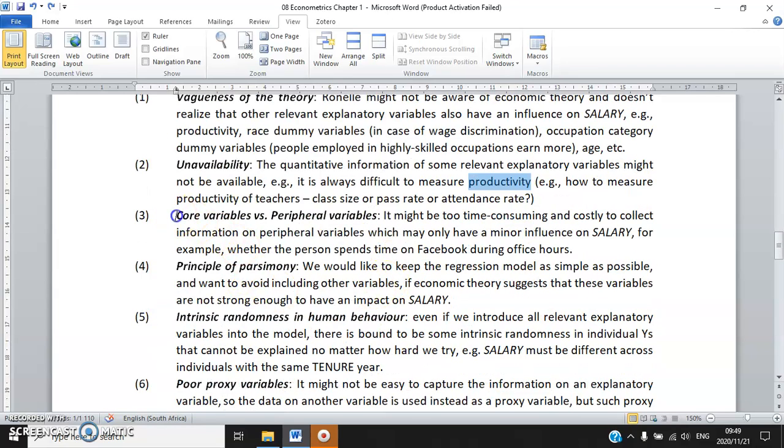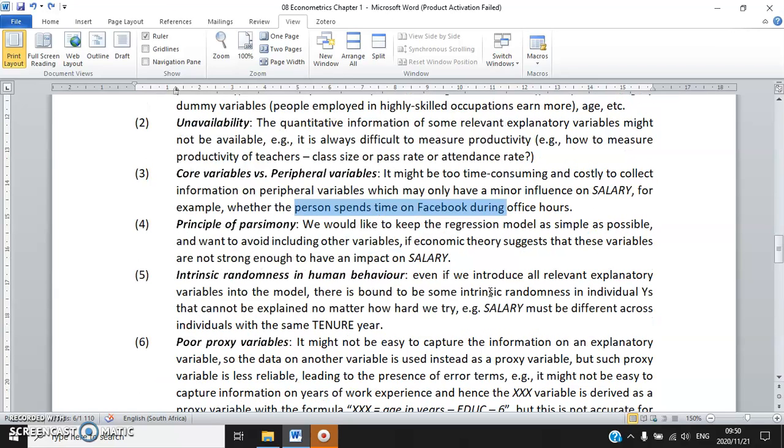Third, we want to simplify. Third and fourth, it's about reasons for simplifying the regression: core explanatory variables versus peripheral explanatory variables. Because remember, when we want to capture information or data on explanatory variables, it's quite time consuming and costly. So we don't want to waste time and cost to capture information on some minor or peripheral explanatory variables that would only have a minor or relatively less important influence on salary. For example, maybe the time you spend on Facebook during work hours could have some impact on your wage. It implies laziness, but again, it might only have a minor influence.